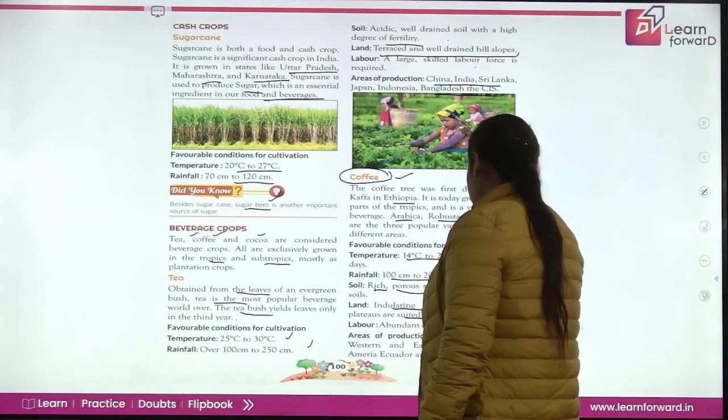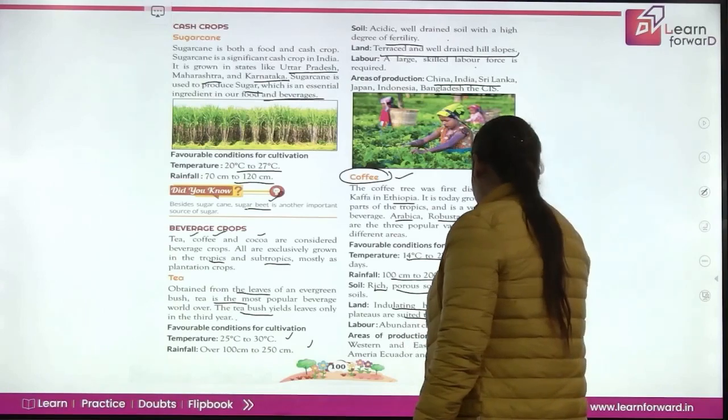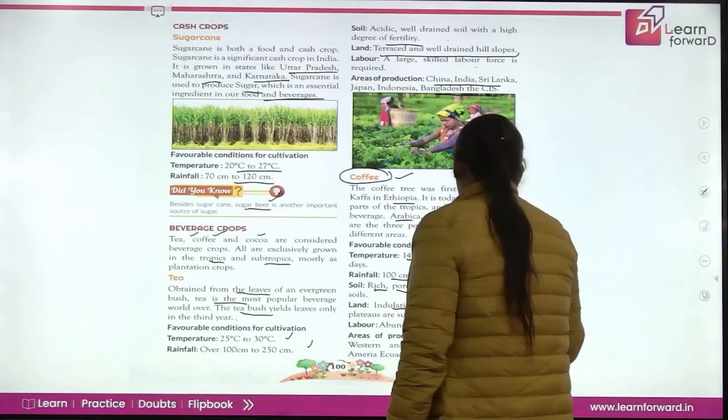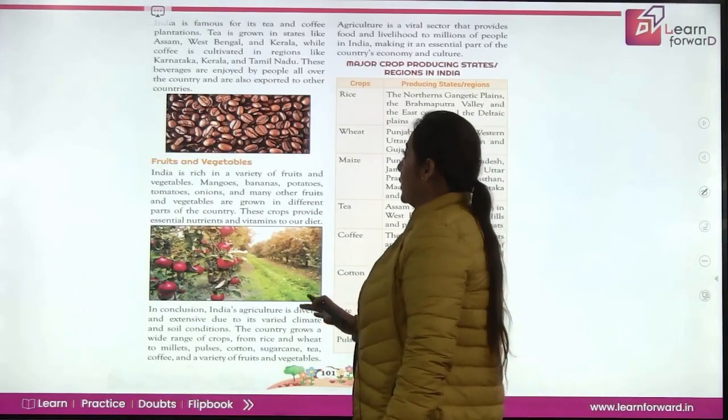कौन कौन से एरिया सबसे ज़्यादा कॉफ़ी प्रोड्यूस करता है? ब्राज़ील, देन कोलंबिया, वेस्टर्न एंड ईस्टर्न अफ्रीका, सेंट्रल अमेरिका, इक्वाडोर एंड पापुआ न्यू गिनिया. ये सारी जगह हैं जो कॉफ़ी का बहुत ज़्यादा प्रोडक्शन करते हैं.